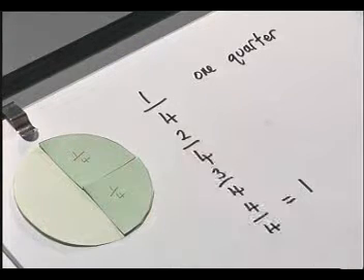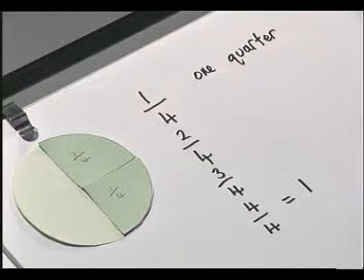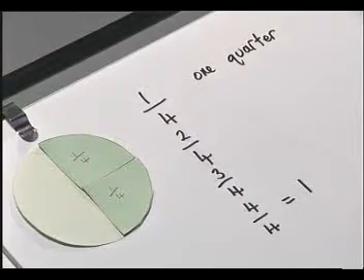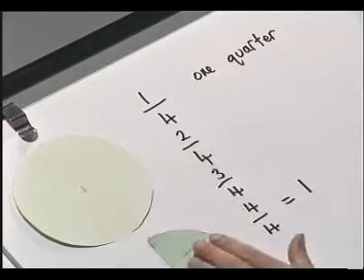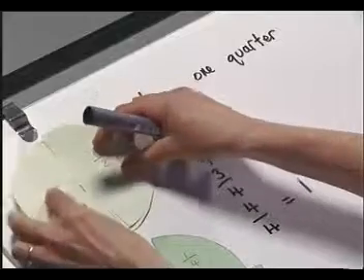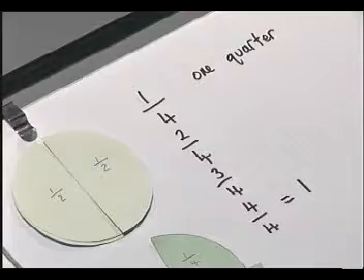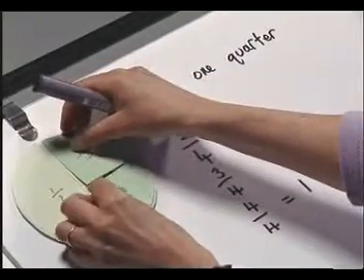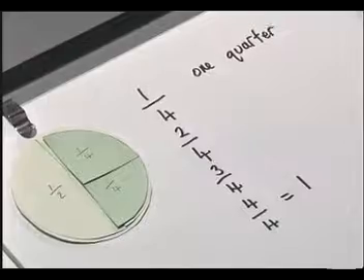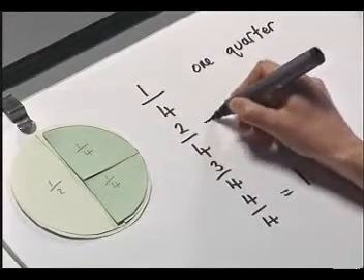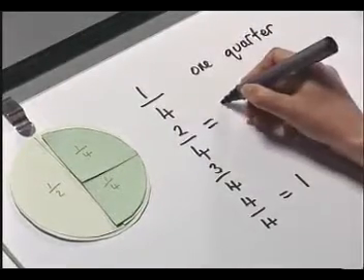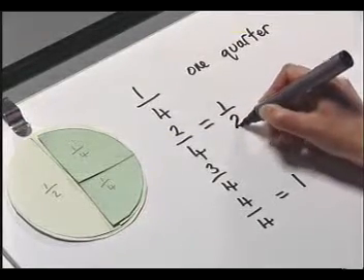Let's just return for a moment to the 2/4. Now 2/4 is exactly the same as if I'd started with my whole and actually divided it into 2 pieces of equal size. And you can see that that's exactly the same as 2/4. So I can write 2/4 as 1/2.